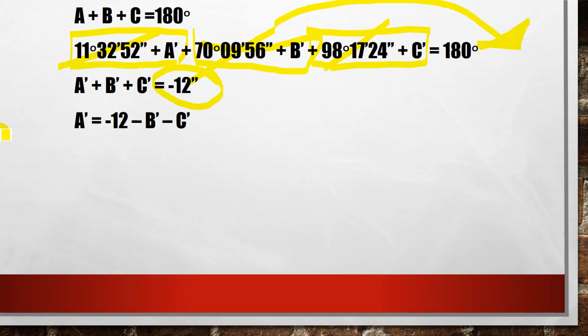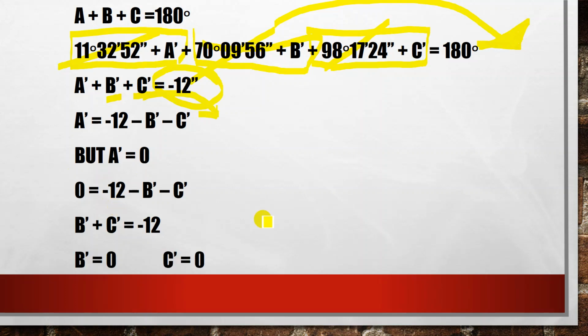So, paano po nangyari yun? Transpose lang po natin si B prime at si C prime sa other side. So, A prime is equal to 0. So, magkakaroon po tayo ng tatlong equation. So, ito na po yun. So, meron po tayong B prime plus C prime is equal to negative 12. And B prime is equal to 0. C prime is equal to 0. So, ito po yung ating isang equation. Ito yung equation 1, equation 2, equation 3.